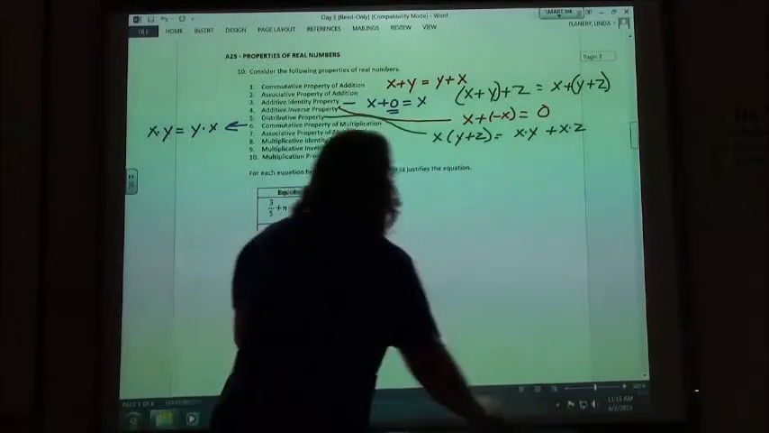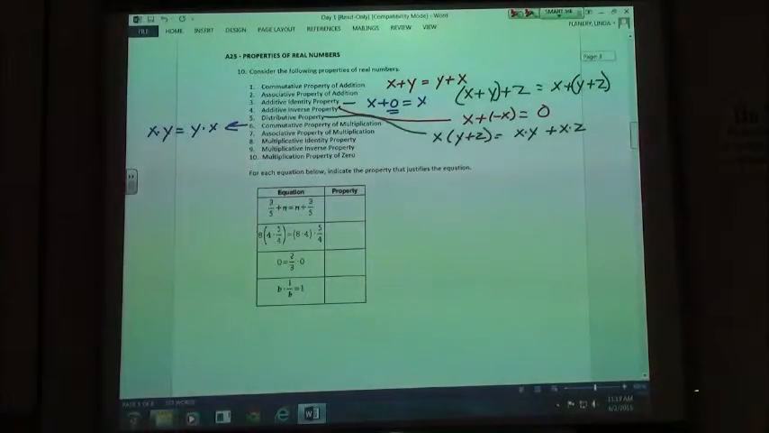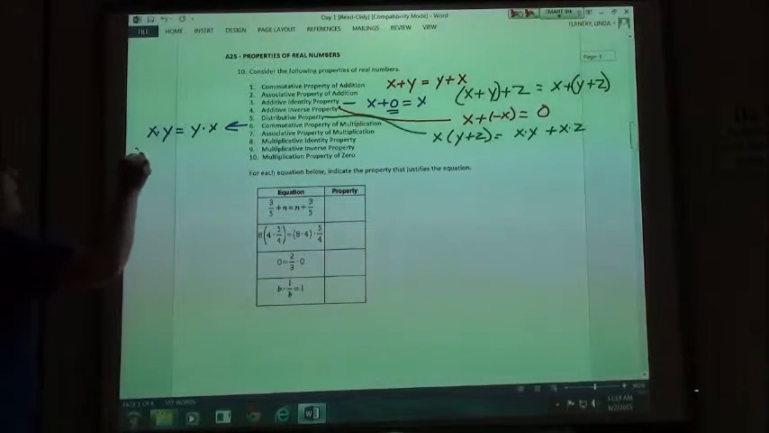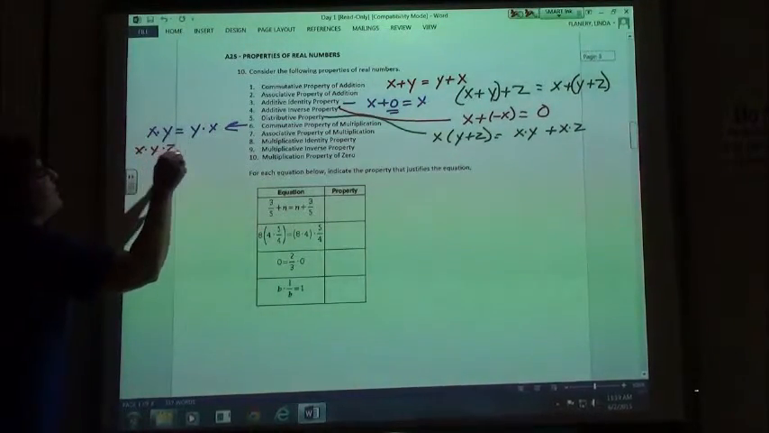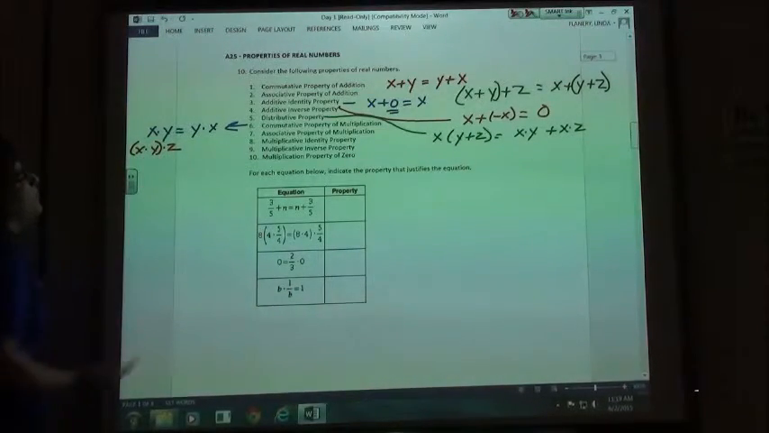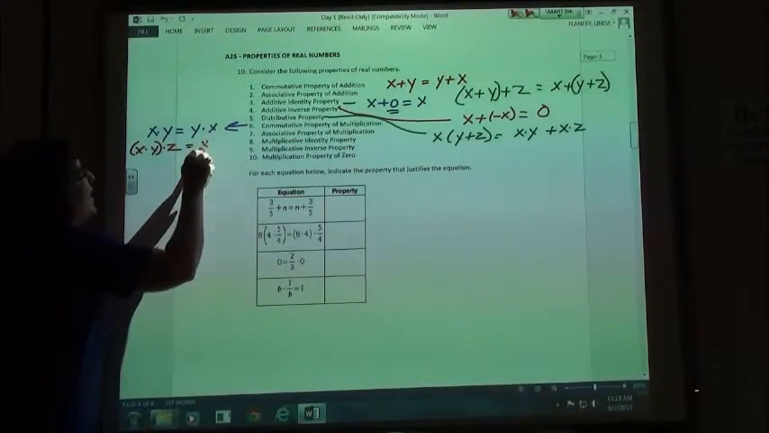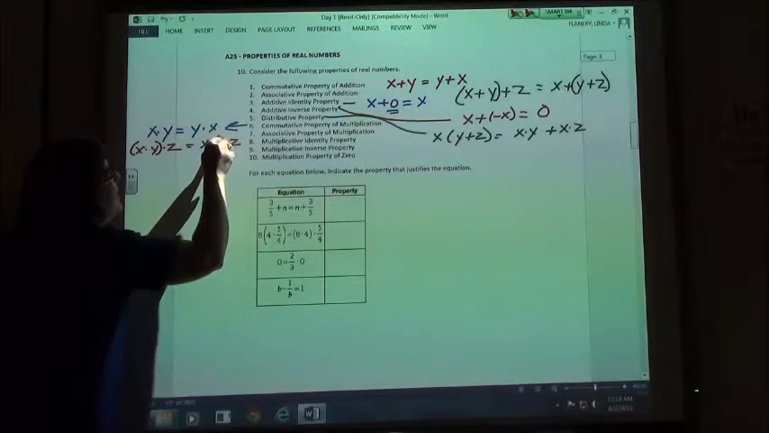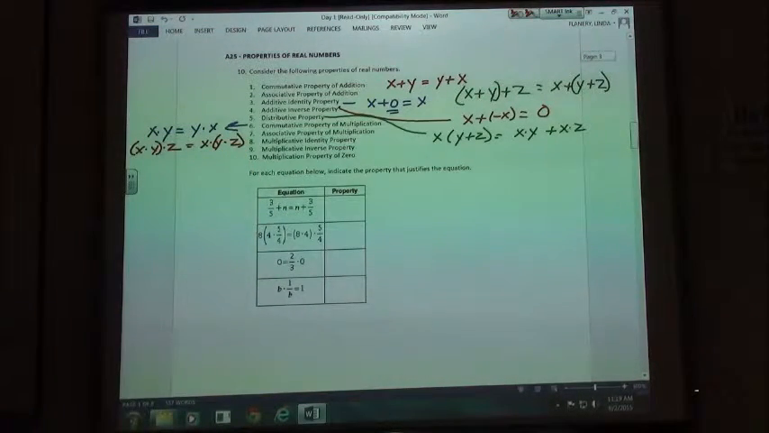Same thing with the associative property. It's going to look a lot like the associative property of addition, just that I'm multiplying. So x times y times z, where I have parentheses around the first two, is equal to x times y times z, where I have my parentheses around the second two. I've just moved my parentheses.